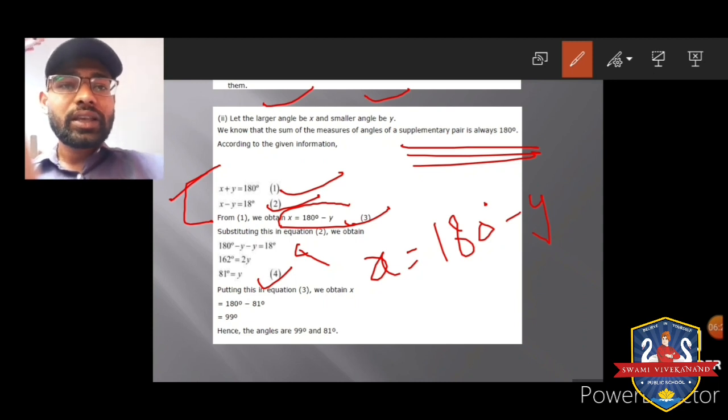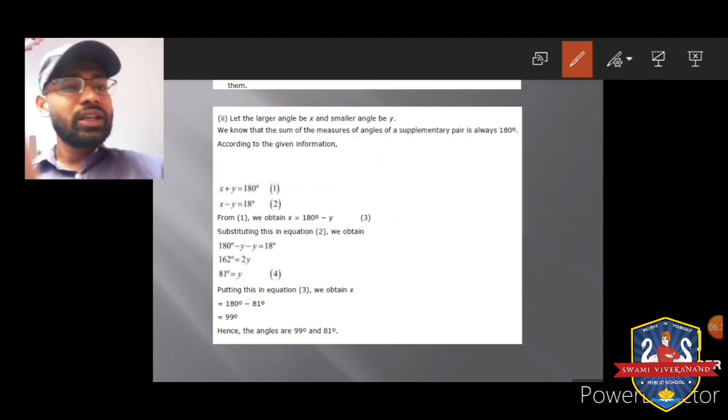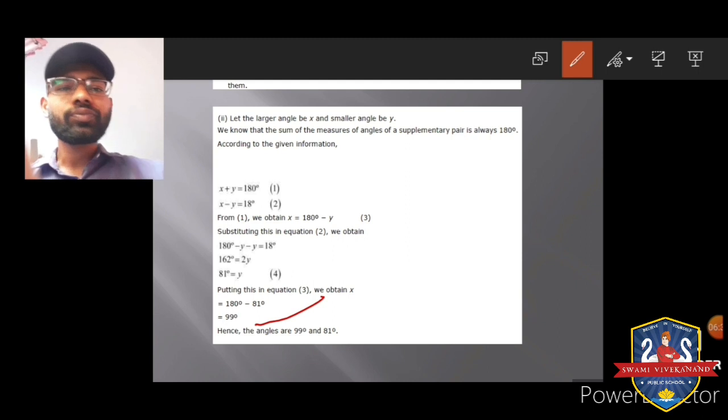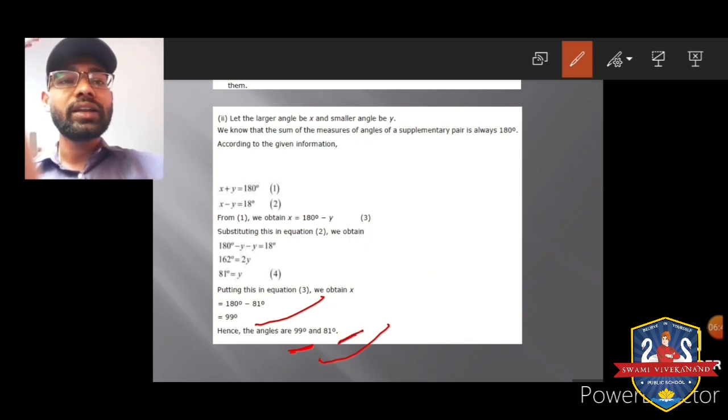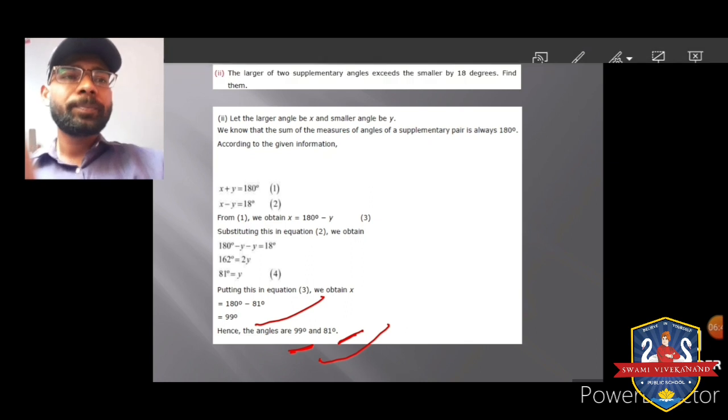And if I put the value of y in any of the equations, either of this or this, equation number 1, 2 and 3, what do we get? We get the same value in each case, and in this case we get x is equal to 99. So the angles are 99 and 81. The greater angle is 99, the smaller one is 81 and their difference is 18.